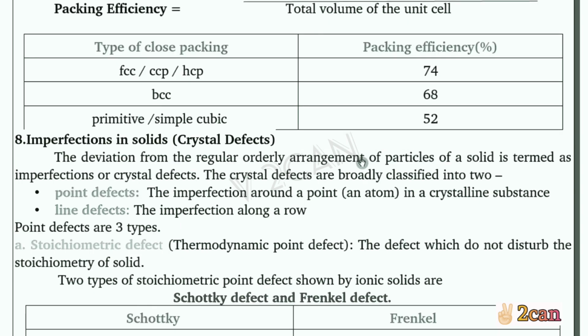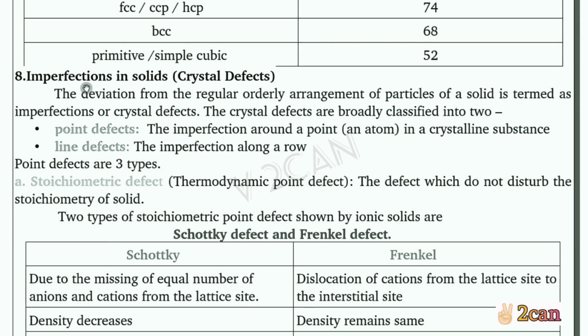Next, we will see imperfections in solids, that is crystal defects. The deviation from the regular orderly arrangement of particles of a solid is termed as crystal defects. The crystal defects are broadly classified into two. Point defects. The imperfection is around a point in a crystalline substance. Line defects. The imperfection along a row.